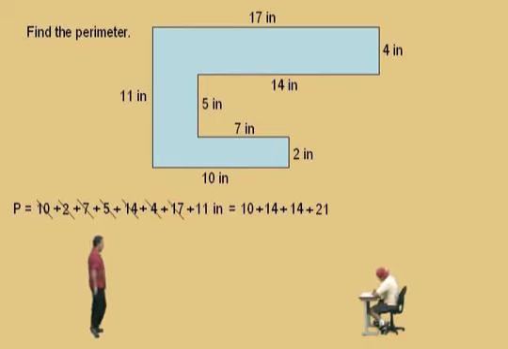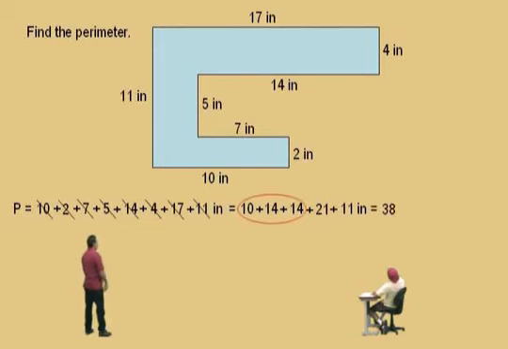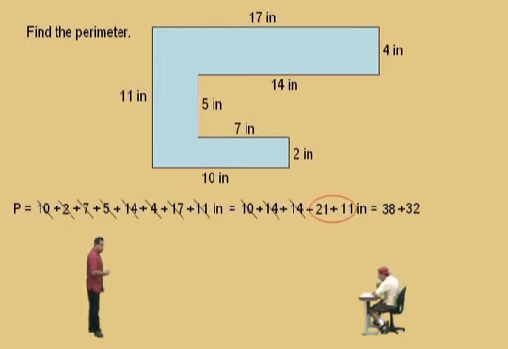And don't forget, we still have an 11. Our units are inches. Okay, so here we go. Now, again, we're going to group together. 14 and 14 is 28, plus 10 is how much, Charlie? 38. How about 21 and 11? 32. That's 32. Okay. Now, watch this.